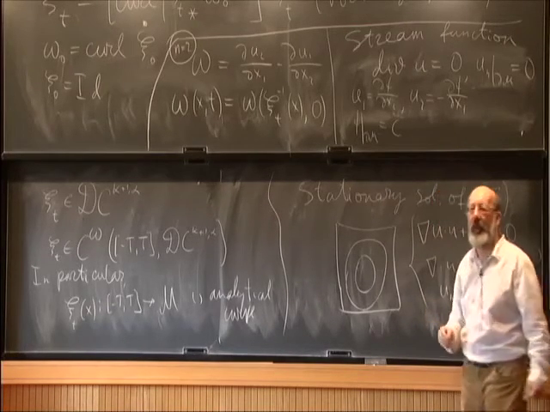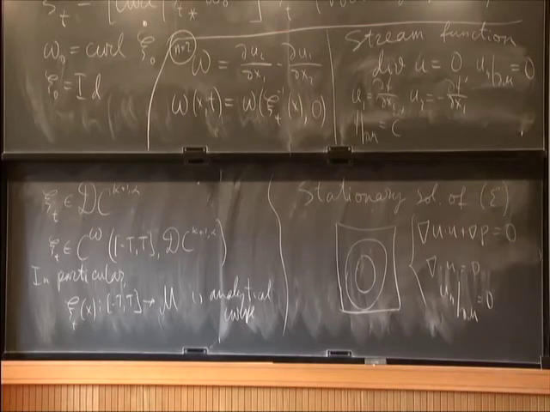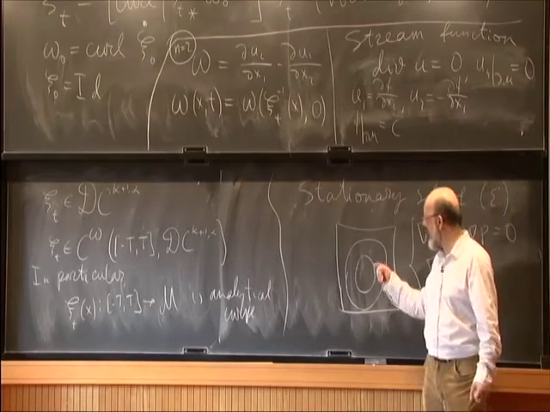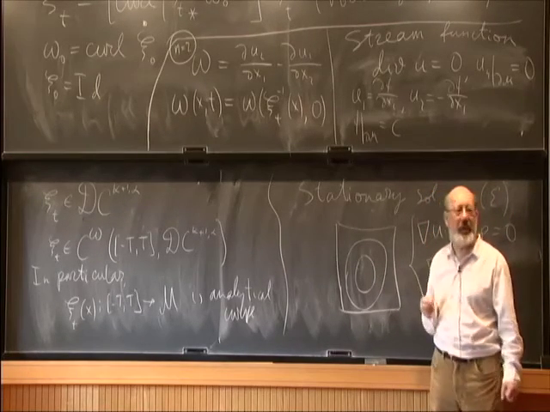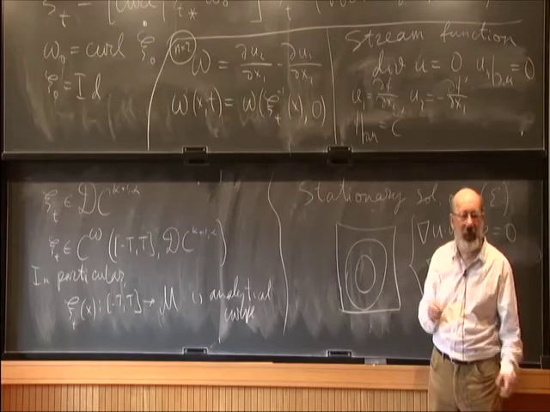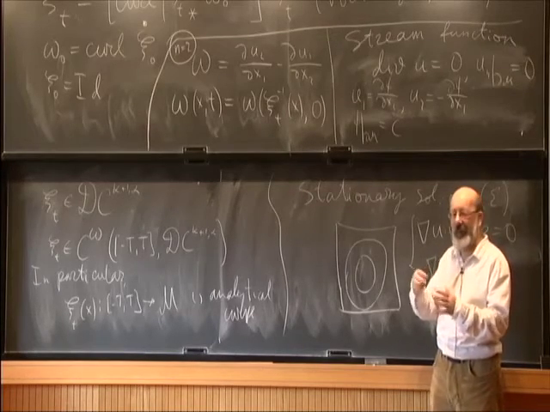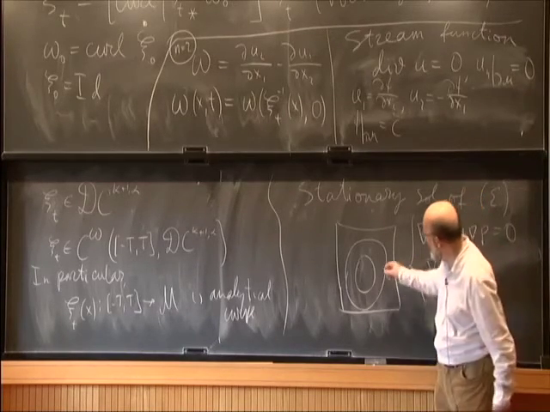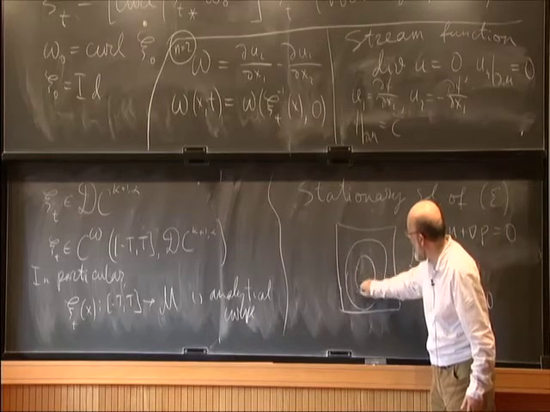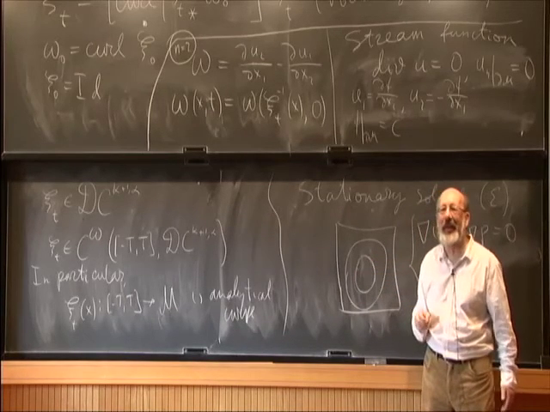We have plenty of such solutions. We have an infinite dimensional family of such solutions. These solutions can be of moderate regularity, so they may have some small singularities. But the flow lines are analytic.